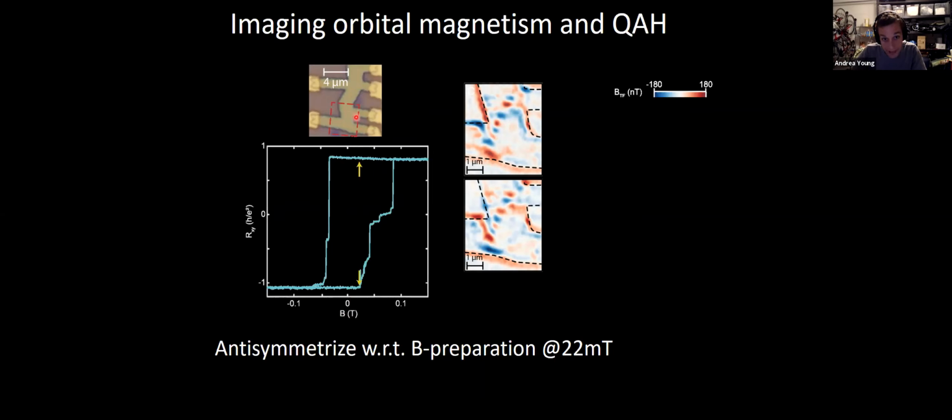These are exactly the contacts that show our quantized anomalous Hall effect. And what we do is we measure it at the same magnetic field, but once having prepared the state in the positive Hall state and the other in the negative Hall state. And so these are measurements of the two.